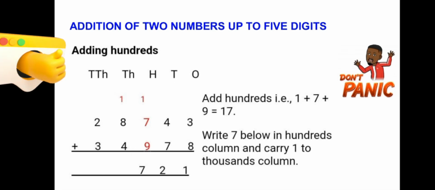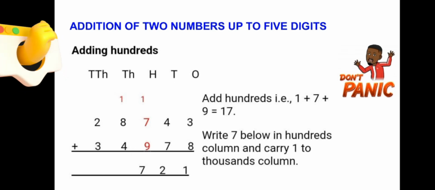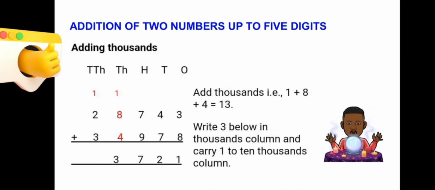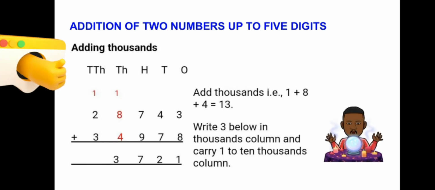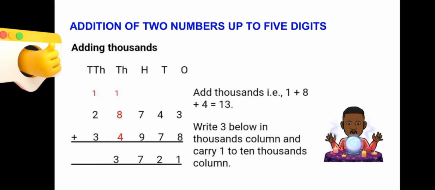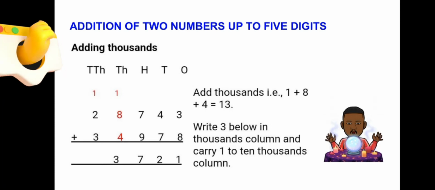So we have 7 again. So we carry 1. Then we take the 1 to 100,000. So we have 8 plus 4, that is 12. Then plus 1, that is 13. So write 3 below in thousands column and carry 1 to 10,000 column.